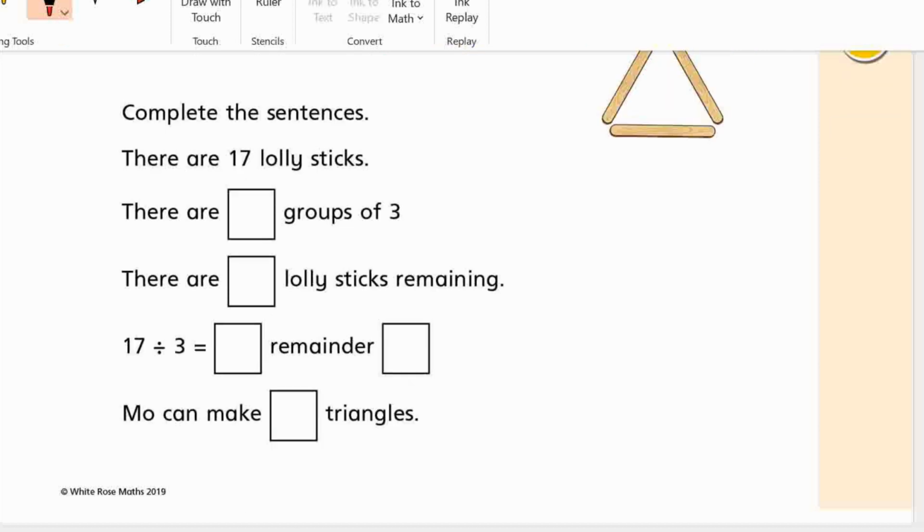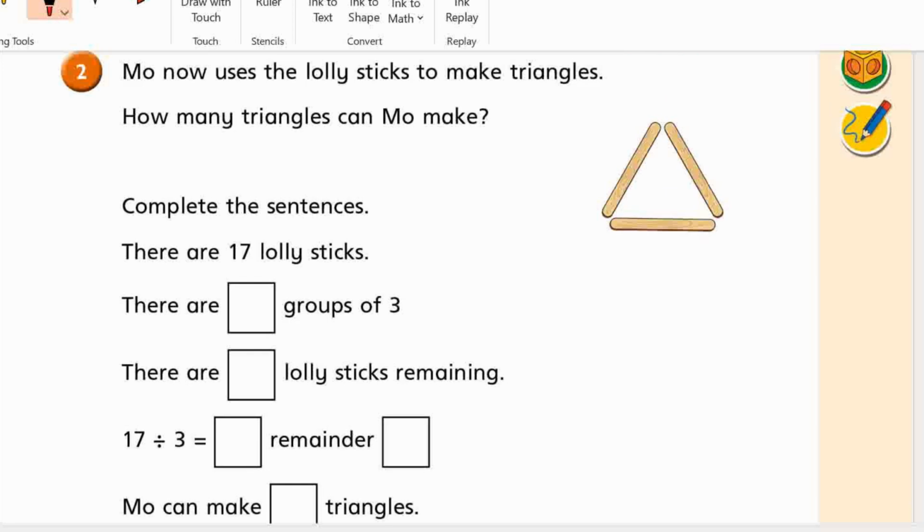Now this time, he's making triangles. And a triangle has how many sides? Well, it has 3 sides, okay? So he needs 3 lolly sticks to make a triangle. Complete the sentences. There are 17 lolly sticks, okay? So again, actually, I might draw them out quickly. So there's 1, 2, 3, that's one group, 4, 5, 6, 7, 8, 9, 10, 11, 12, 13, 14, 15, 16, 17.